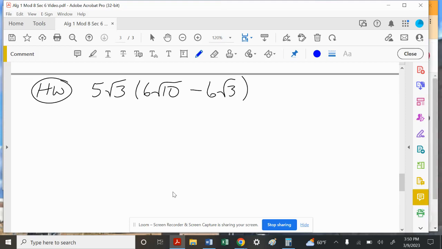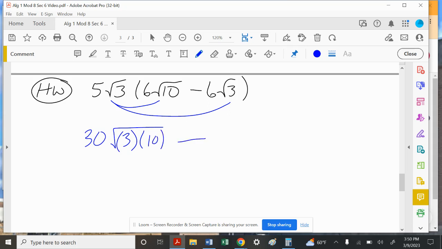Okay, let's go ahead and again do the distribution property. I'm going to distribute this to both terms. I have 5 square root of 3 times 6 square root of 10. 5 and 6 multiply to 30. And you can see that we have the 3 and the 10, not going to multiply them yet.